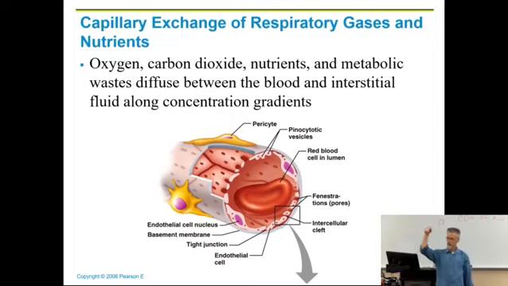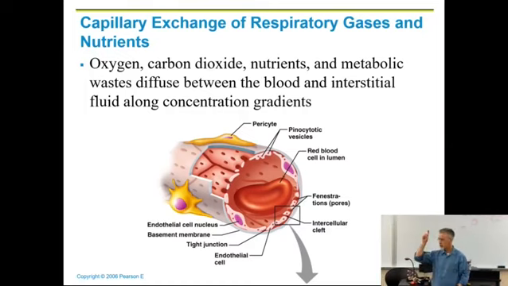Same thing for nutrients. A lot of nutrients, fresh nutrients from the intestine, high concentration in the blood, low concentration in the tissues, diffuses out. Waste products kind of go the opposite way. So for lots of those things, it's all about diffusion. Where is it high and where is it low? It's going to diffuse and go from high to low to reach equilibrium.